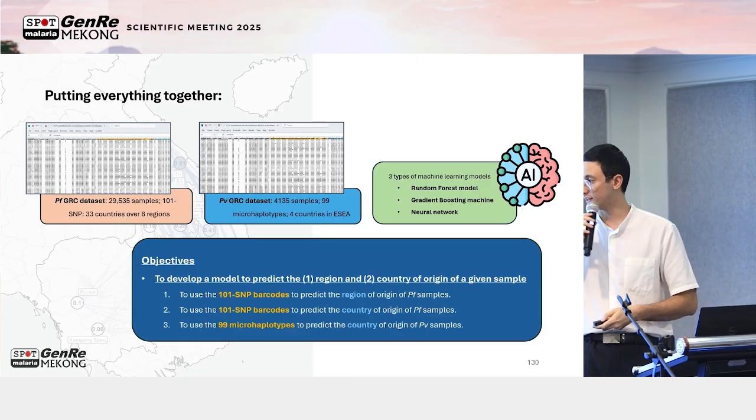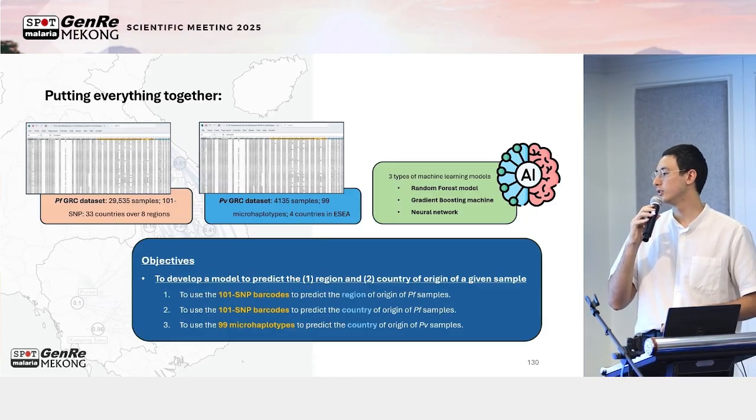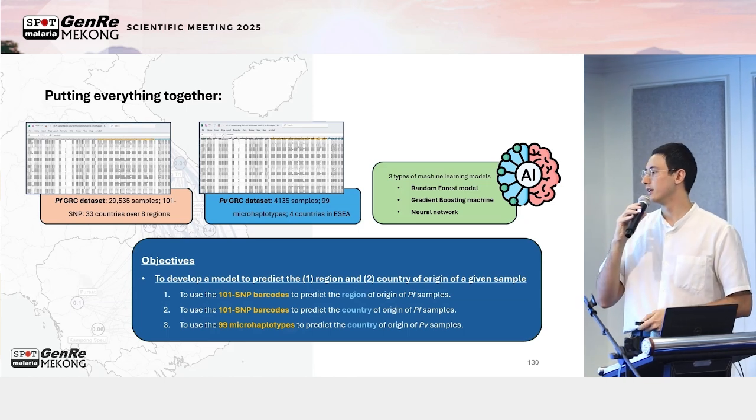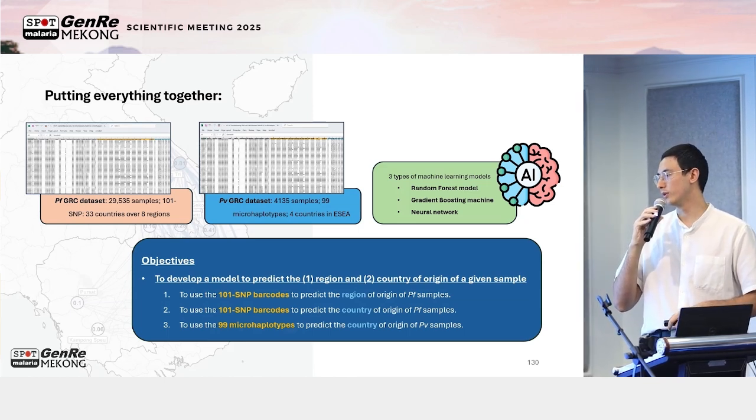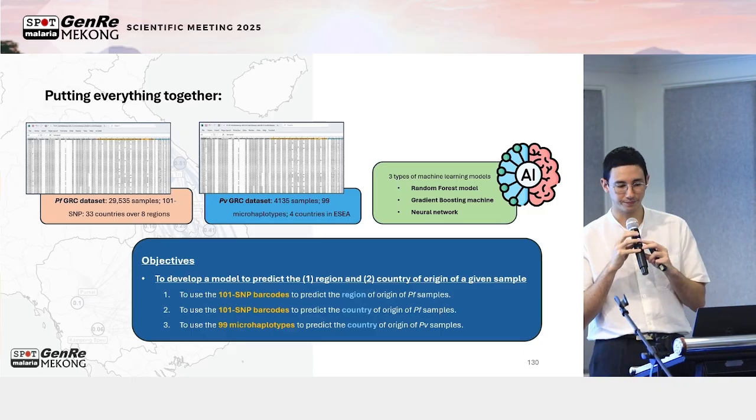So the objectives here is to develop a predictive model to predict region and country of origin of a given genotype. So we're using the 101 barcoding SNP genotypes to predict the region and country of PF samples, and the 99 microhaplotypes to predict the country of origin of PV samples.